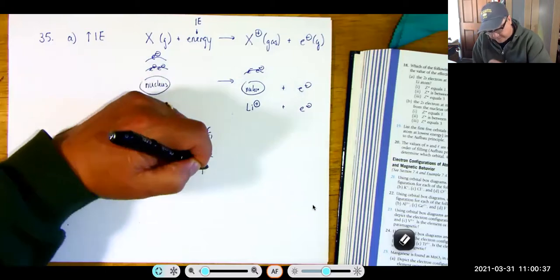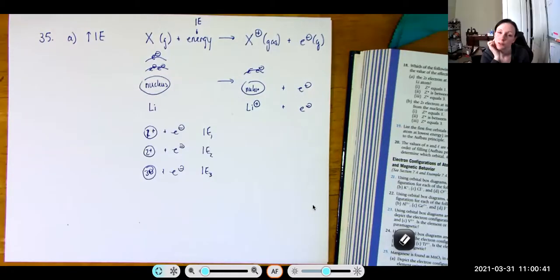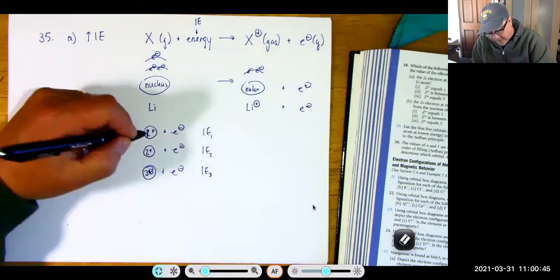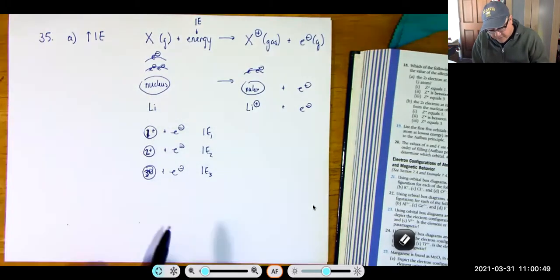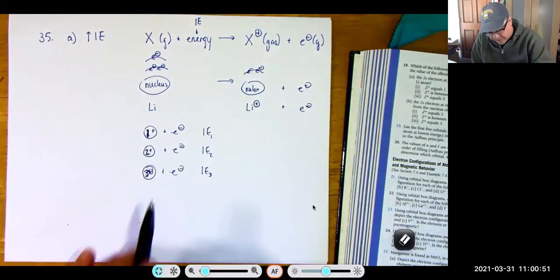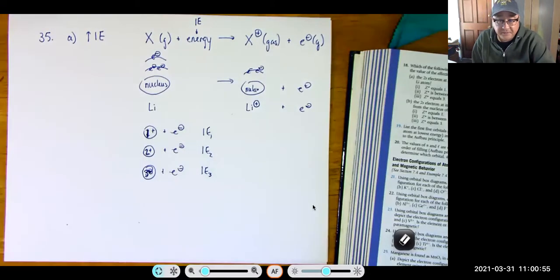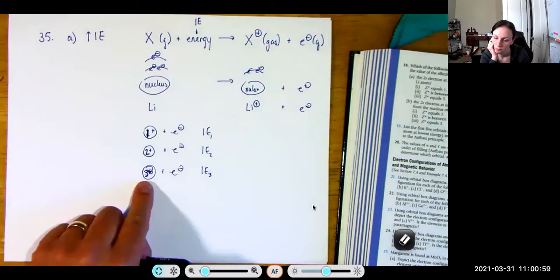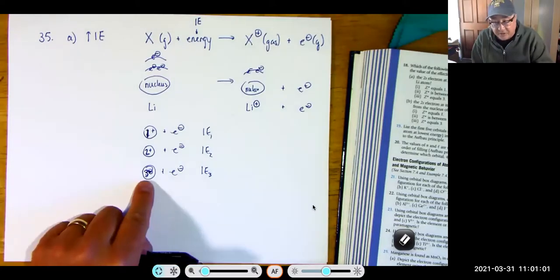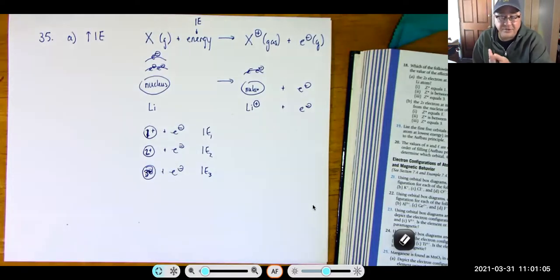And why? What's that? The one closest to the nucleus. Well, actually, we don't even need to make that argument. We can just say, well, the charge attraction depends on the size of the charge. So if you're taking away an electron from a +3 charge, it's going to be harder than an electron from a +1 charge. That's all there is to it.